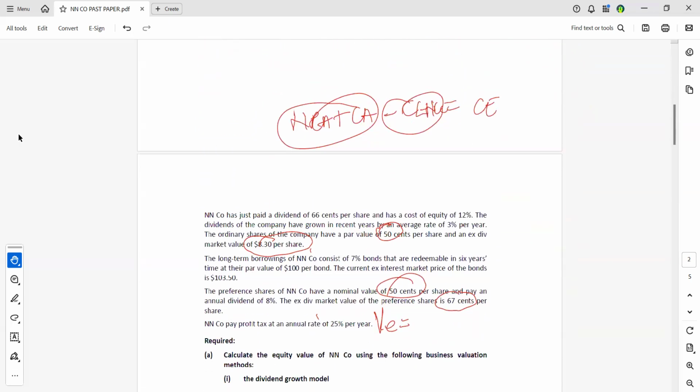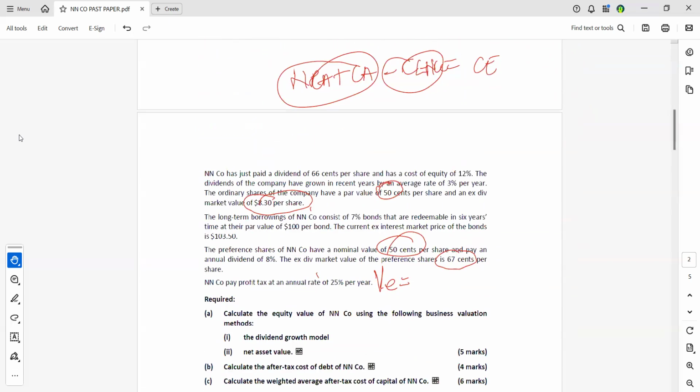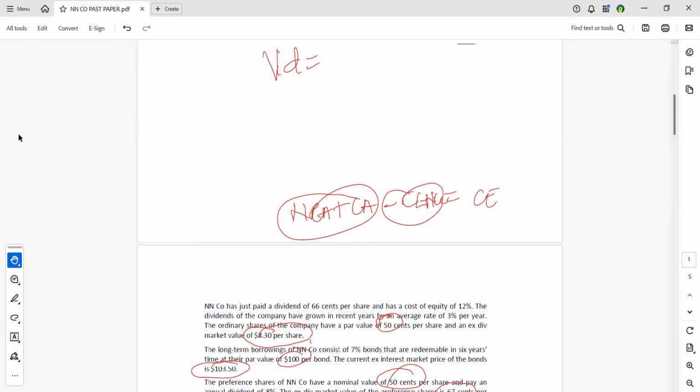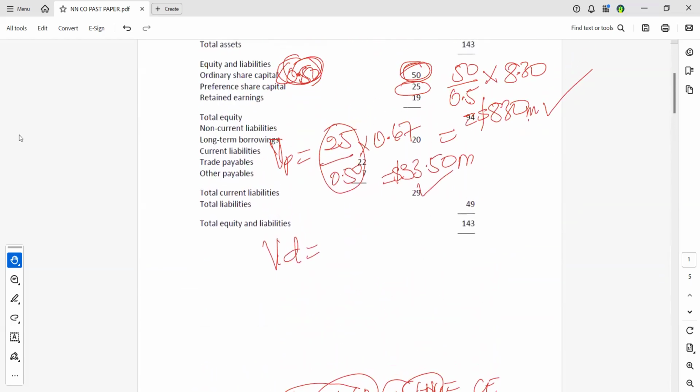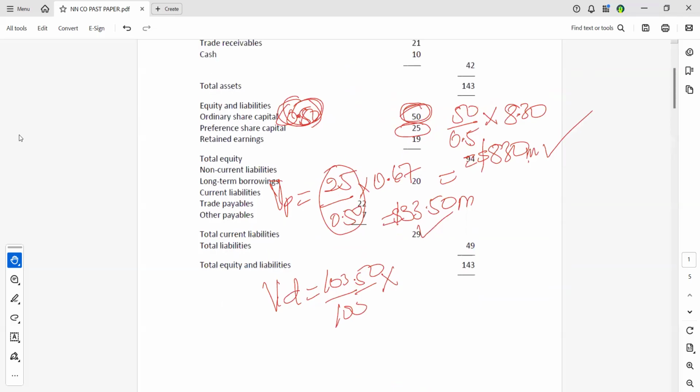With the value of debt, the examiner quoted here that the premium is what? 103.5 at par of 100, right? So I'll say that it is 103.5 over 100 times the value of the debt, which here is what? 20. So 103.5 over 100 times 20. What answer are we getting?